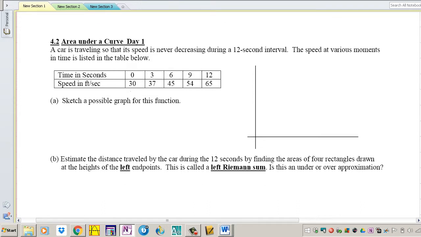A car is traveling so that its speed is never decreasing during a 12-second period. The speed at various moments in time is listed in the table below. So let's do letter A. Sketch a possible graph for this function.